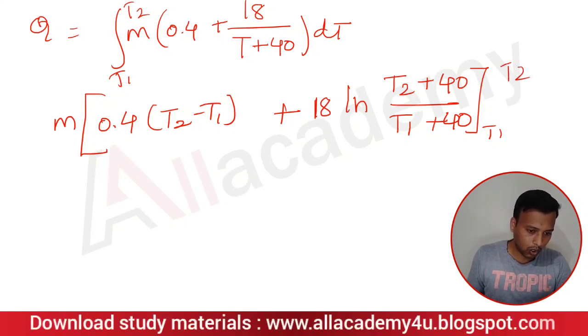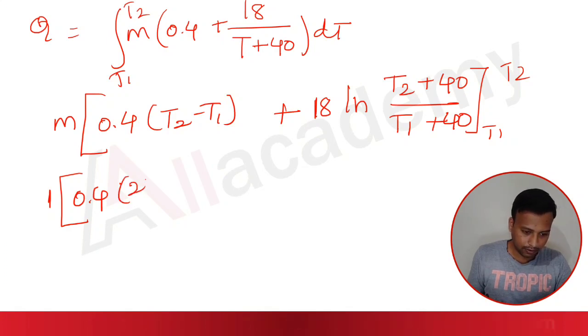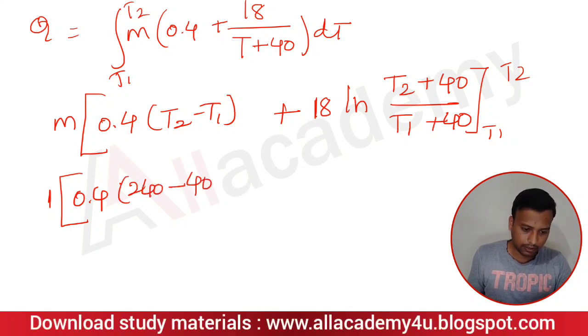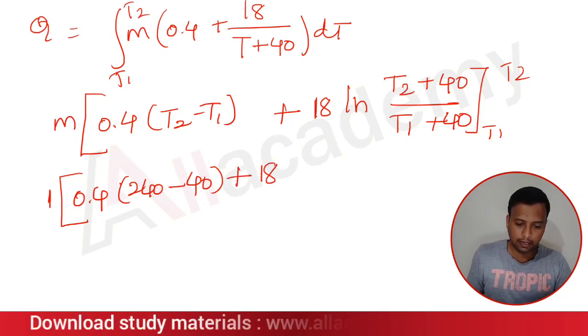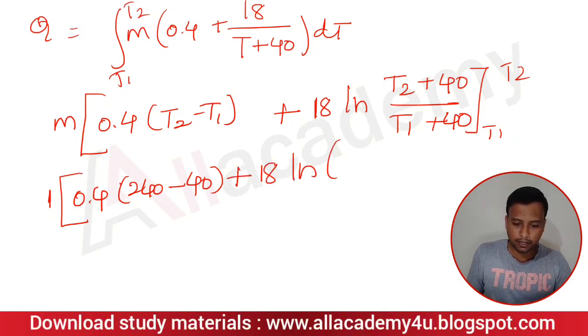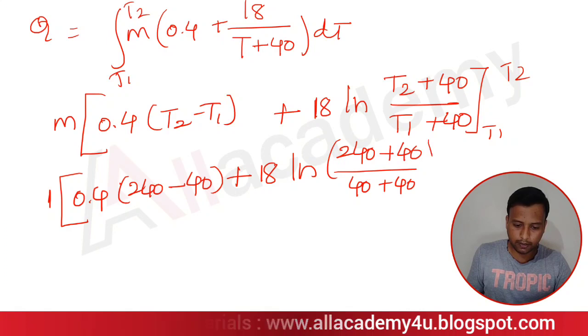Let us substitute all the values. T1 is given, T2 is given. Substituting all the values, the mass is 1 kg, so it is 0.4 into (240 minus 10), plus 18 ln of (240 plus 40) divided by (10 plus 40).